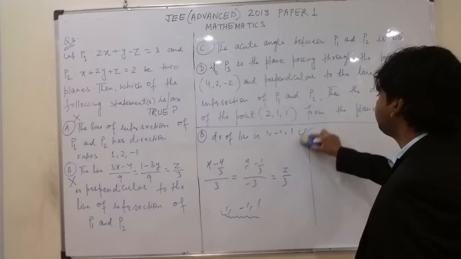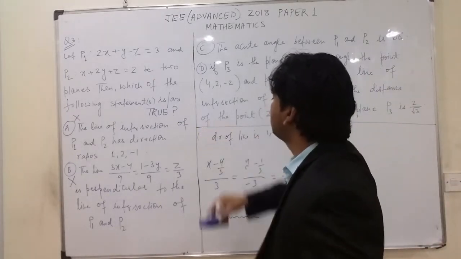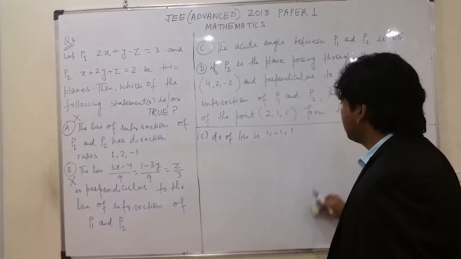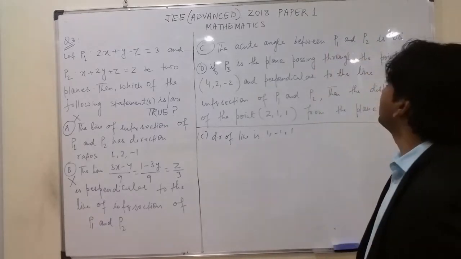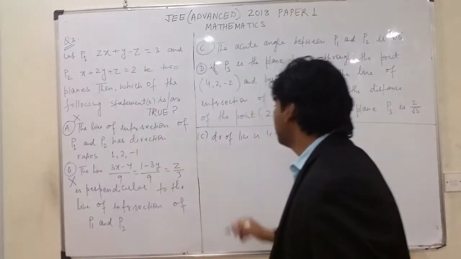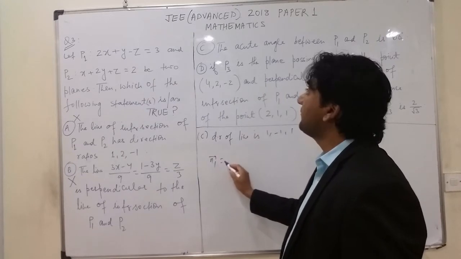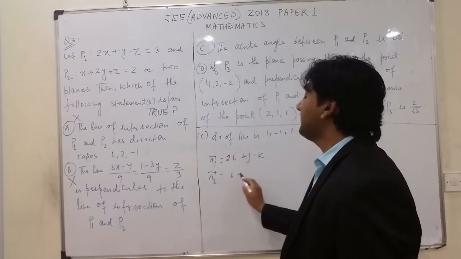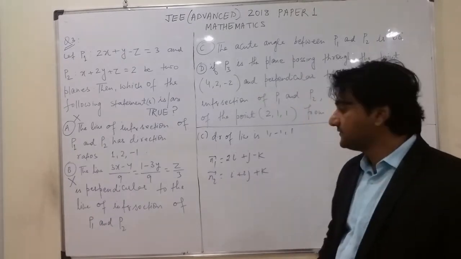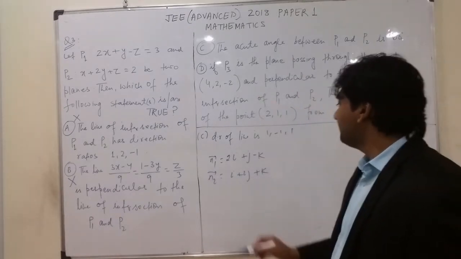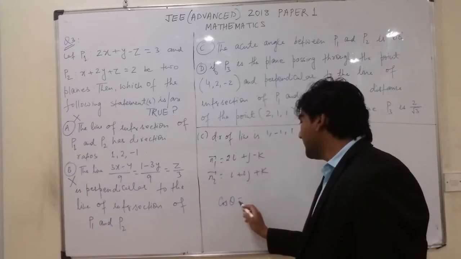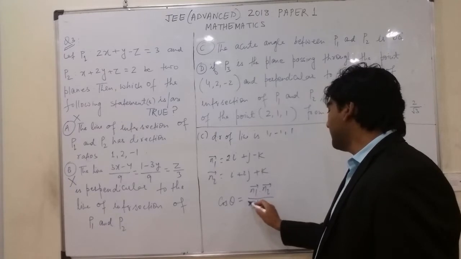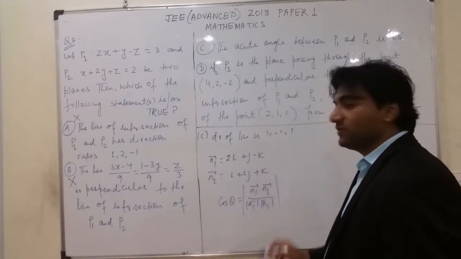So now first is option C. Acute angle between P1 and P2. Okay, this is P1 and this is P2. So the normal of P1 was 2i plus j minus k and N2 was i plus 2j plus k. Okay, we have two normals, N1 and N2. Now the angle between two planes means the angle between their normals. So cos theta equals N1 dot N2 over N1 mod over N2 mod, then whole mod for the acute angle.